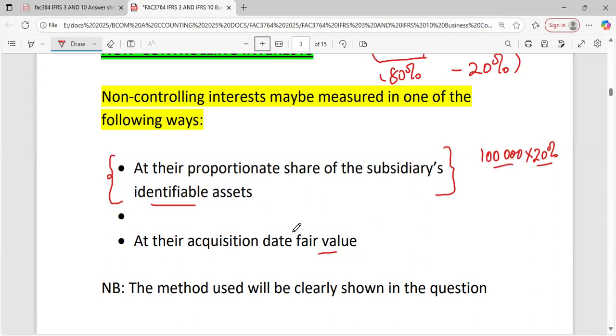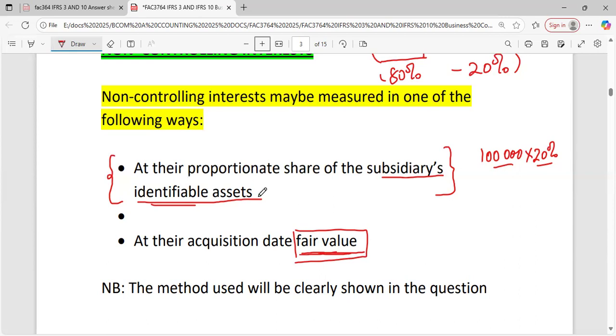But when we go to the fair value, it means we are going to determine the fair value of the shares of the subsidiary. The fair value is different from here. Here we are using the net realizable value, but here we are now using the current market value of the shares. That's the fair value. So we can also measure non-controlling interest using the fair value. So the difference is between the two.